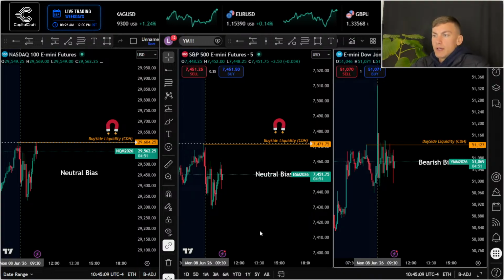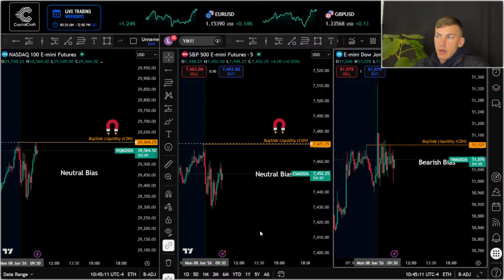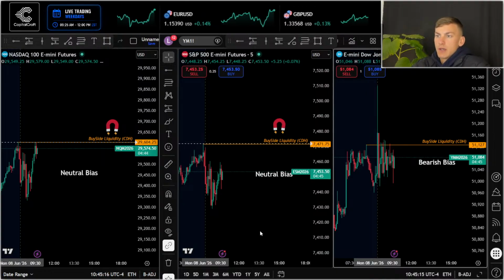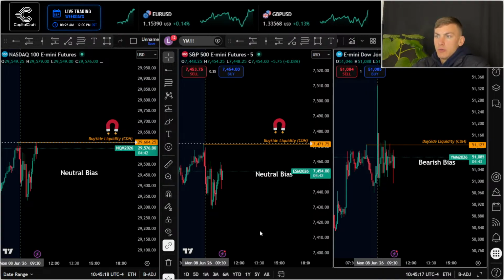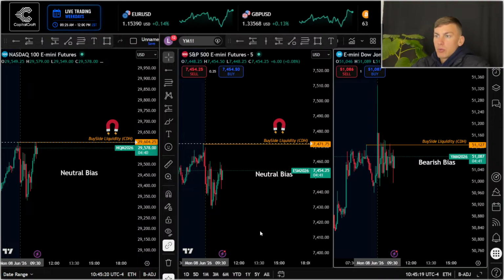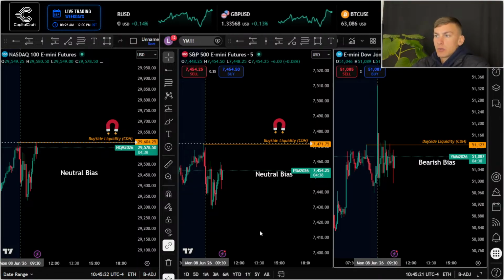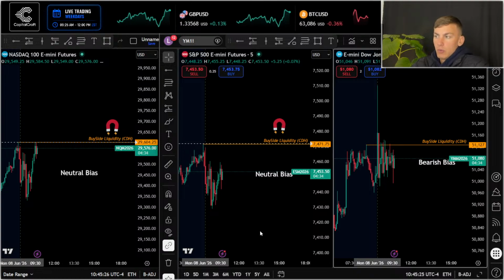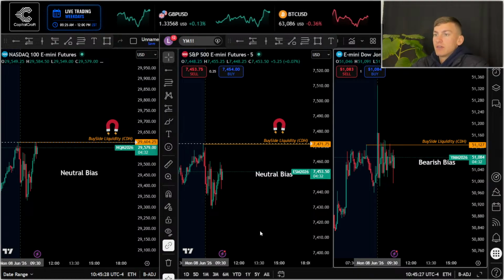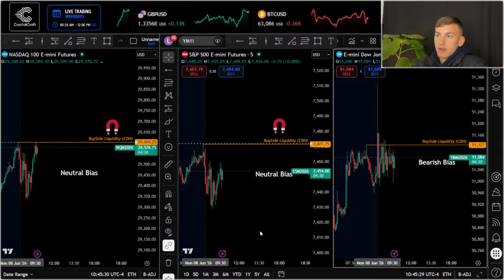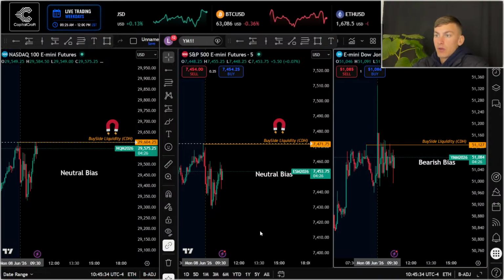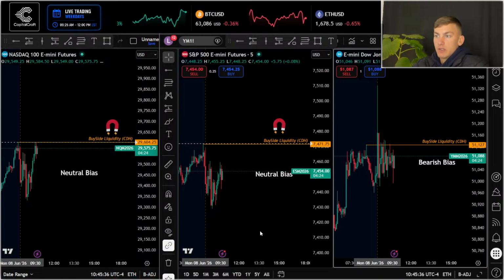Right, so we have seen a slight push down across all three of our indices, but I'm once again not interested in any moves right now. I am purely focused on that buy side liquidity level, exactly where I've put that magnet. Now, we want to see whether or not this price level is going to act as a magnet that will repel price or essentially attract it. Right now, we are definitely attracting price on the Nasdaq.